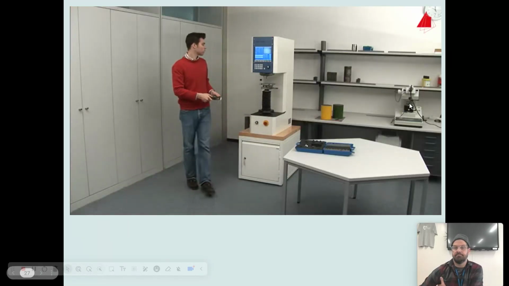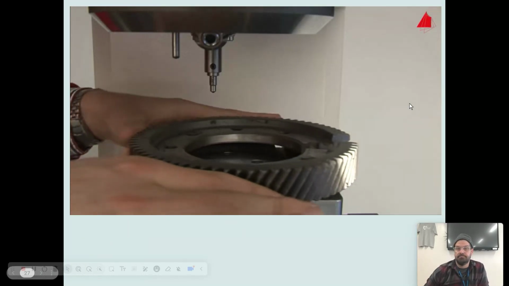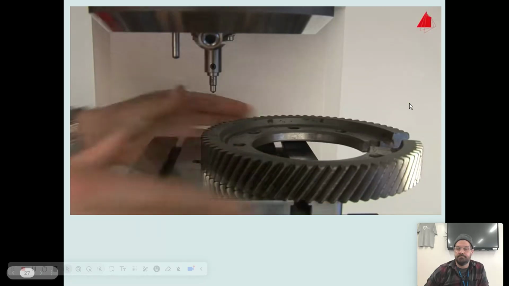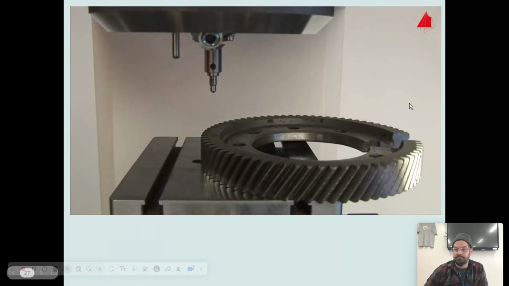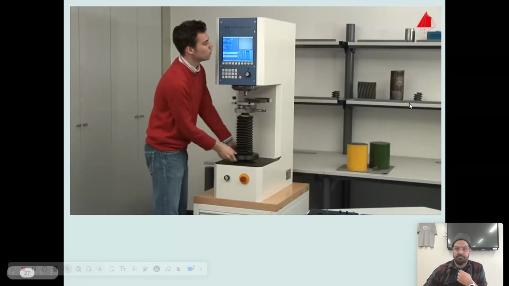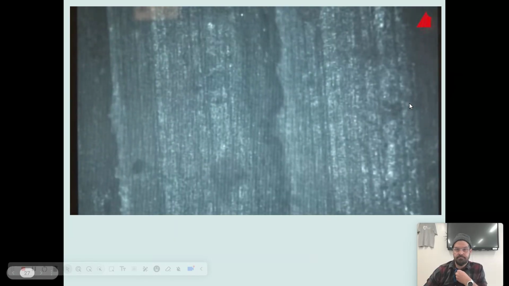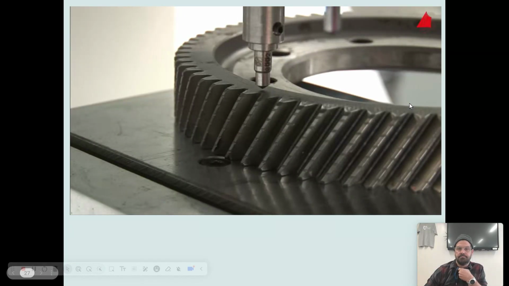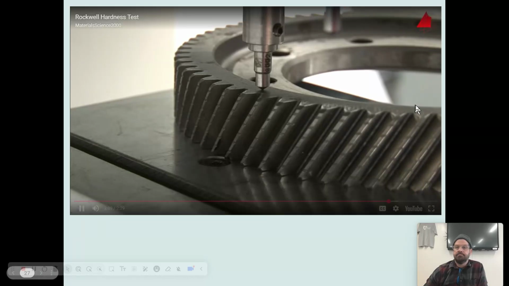Then he picks up the gear wheel and puts it on the support table. After rotating the microscope lens to its vertical position, he can adjust his test piece. As soon as a focused image can be seen on the screen, the surface of the test piece is at the correct height. The test can start. In modern testing machines, the Rockwell hardness test is fully automated. That's why the Rockwell hardness test is used so often in automated production lines.